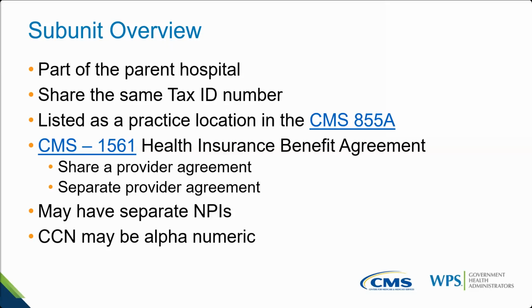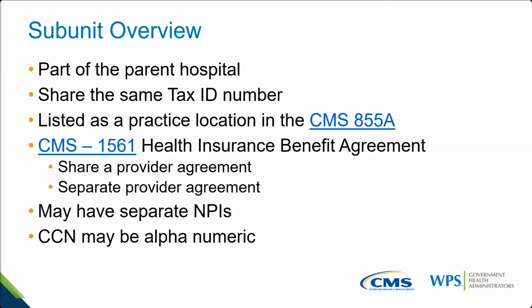A subunit may share the same provider agreement, or they may have a separate provider agreement. They can still be a subunit. There's logic that goes into assigning those CCNs that will tell us whether or not they share that same provider agreement. And one of the big things this impacts is revalidation. If you have a subunit that shares the same provider agreement, they can revalidate on the same CMS 855A form if they're up for revalidation at the same time. If they have a separate provider agreement, they're going to have to revalidate separately.